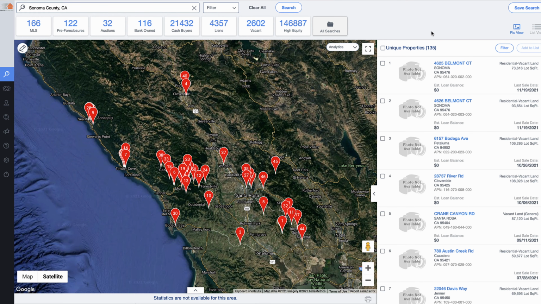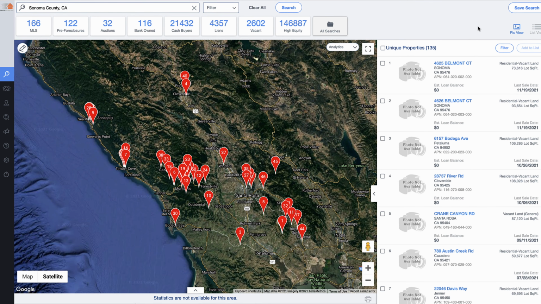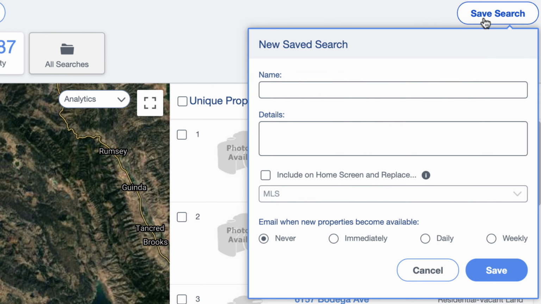And once you have a list that you're pretty confident in, first of all, you can see all the properties right over here in the right sidebar. You can click on any of them and see all the information. You can find the mailing address. You can find all this stuff without even downloading the list. So it's kind of nice. But once we're confident in our list filtering criteria, we can click Save Search right here.